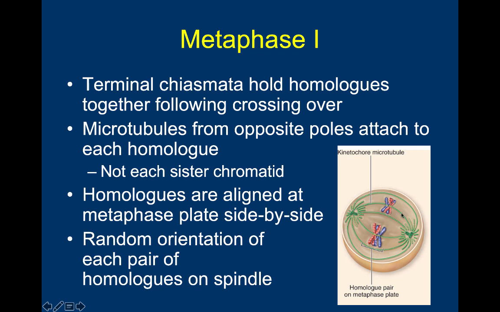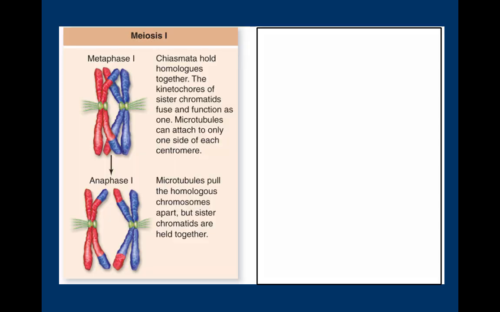As long as we have a chromosome 1 on the right and left and a chromosome 2 on the right and left, it doesn't really matter what color they are or what parent they came from. As long as we have one of each chromosome on either side of the metaphase plate, then it's a perfectly viable combination. So again, during meiosis 1, this is what it looks like.